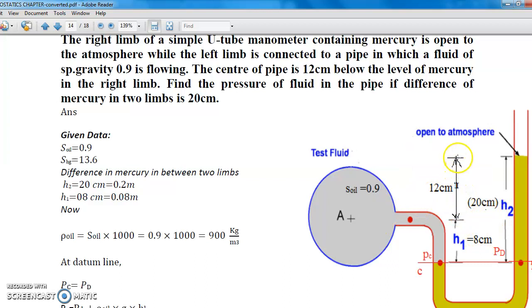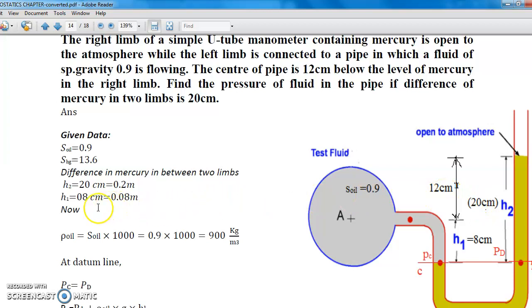Another thing is given here, hidden. What is that? The center of the pipe and the level of the mercury in the right limb is 12 centimeter, and total here is the 20 centimeter. So what is the H1? So H1 is equal to H2 minus this 12 centimeter. So what you will get? H1 is equal to 20 centimeter minus 12 centimeter.